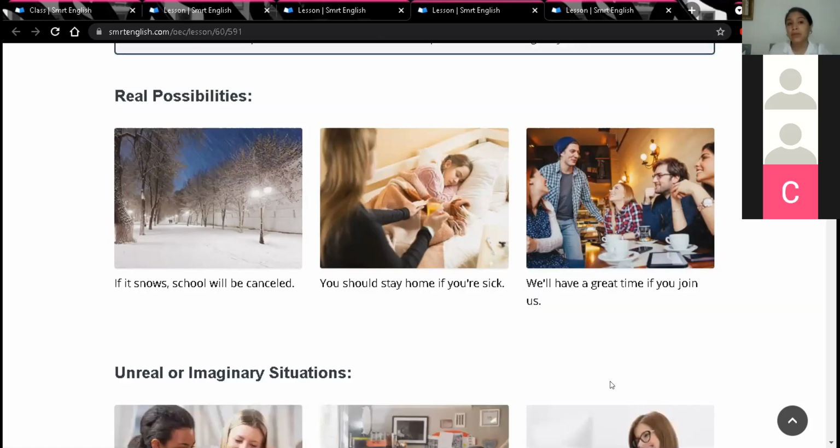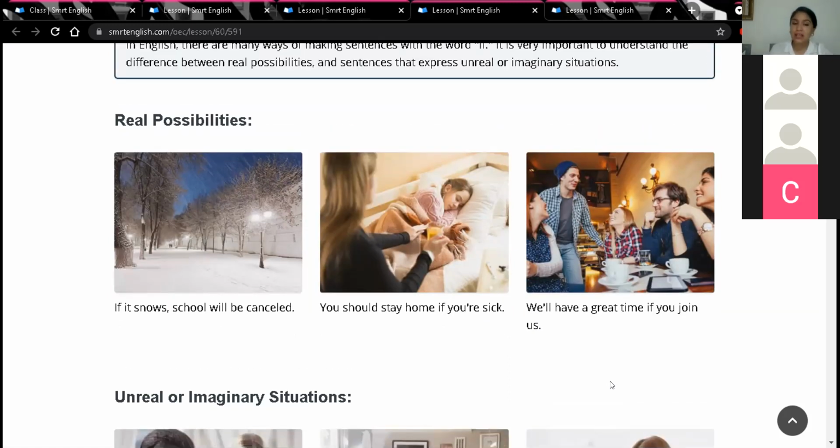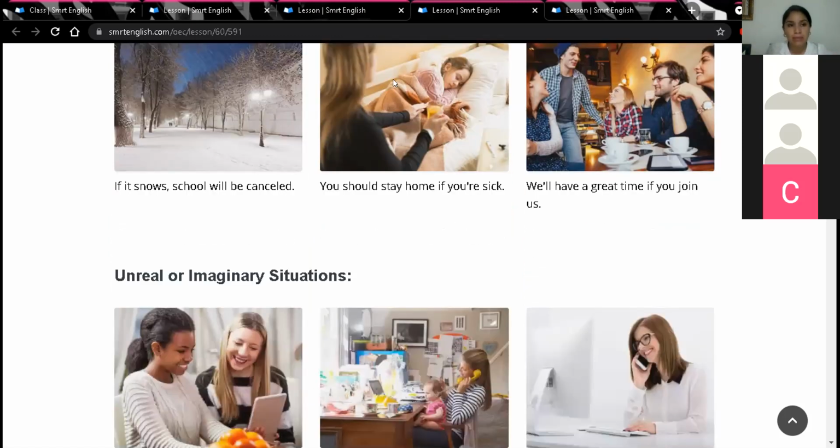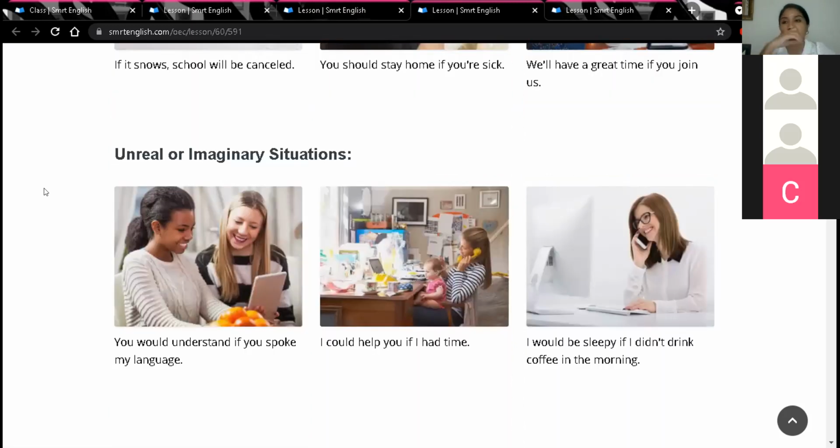Okay, so this is for the real possibilities. And as you see, it's like showing a cause and effect. If it snows, school will be canceled. The cause is snow, and the effect is that school is going to be canceled. Unreal or imaginary situations. Christian, help me to read them, please. You would understand if you spoke my language. I could help you if I had time. I would be sleepy if I didn't drink coffee in the morning.